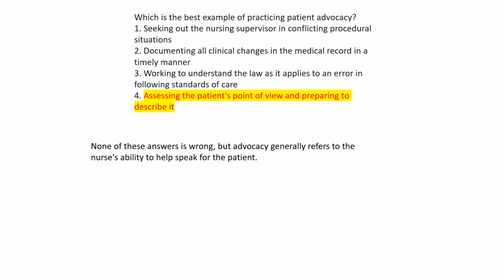Answer 4. Assessing the patient's point of view and preparing to describe it. None of these answers is wrong, but advocacy generally refers to the nurse's ability to help speak for the patient.